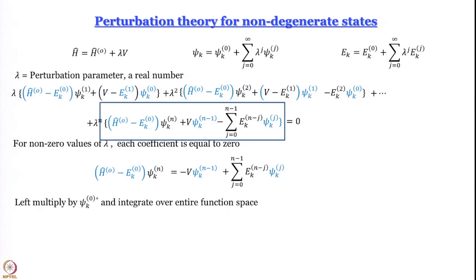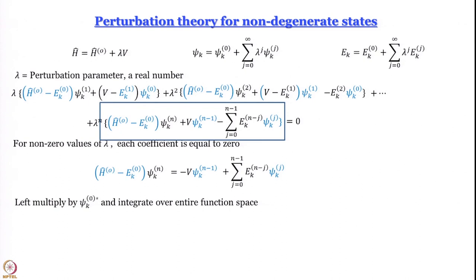Okay. So, now when we have something like this to simplify, as we have said earlier, the most common technique in quantum mechanics is to left multiply by a complex conjugate of an appropriate wave function and integrate over the function space. And the appropriate wave function in this case is psi k 0th. Okay. We are working with the kth state, right. So, it is natural that we are going to left multiply by the complex conjugate of one of the wave functions associated with this state, and the best thing to do is to take psi k 0th because that is the unperturbed wave function. That is going to simplify the problem as we will see. So, we left multiply by psi k 0th and integrate over all space.